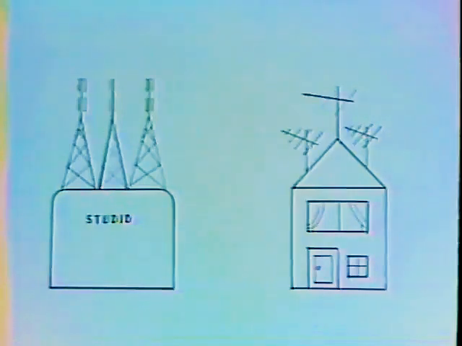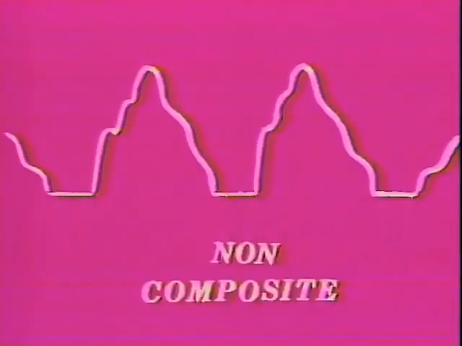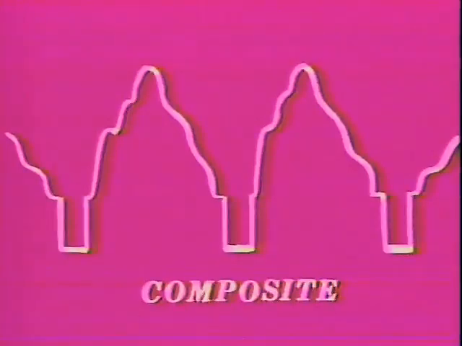Fortunately, it was easily found. The outputs of the vertical and horizontal oscillators were simply added to the video signal before it left the camera. So the video signal changed from this to this. These pulses added to the video information are called synchronizing pulses, or sync pulses for short. Without the sync pulses, it is called a non-composite video signal. With the sync pulses, the video signal is called a composite video signal.